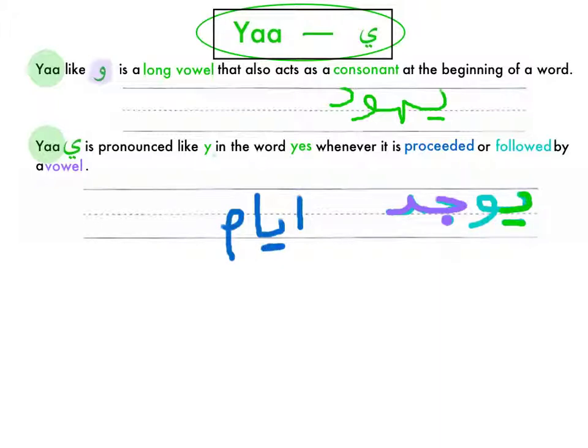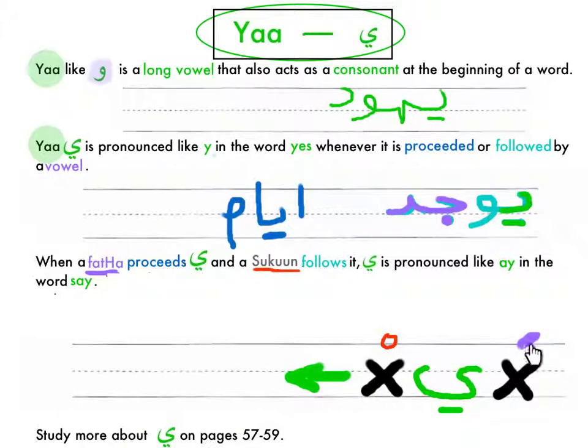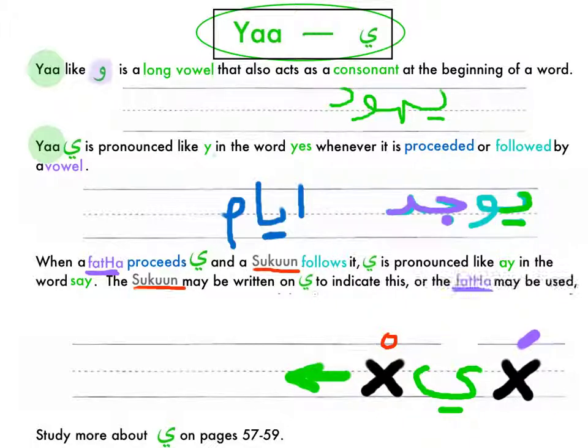Ayyam means days. When a fatha precedes ya and a sukun follows it, ya is pronounced like the a in the word say. The sukun may be written on ya to indicate this. Or fatha may be used. Or both sukun and fatha might be used.